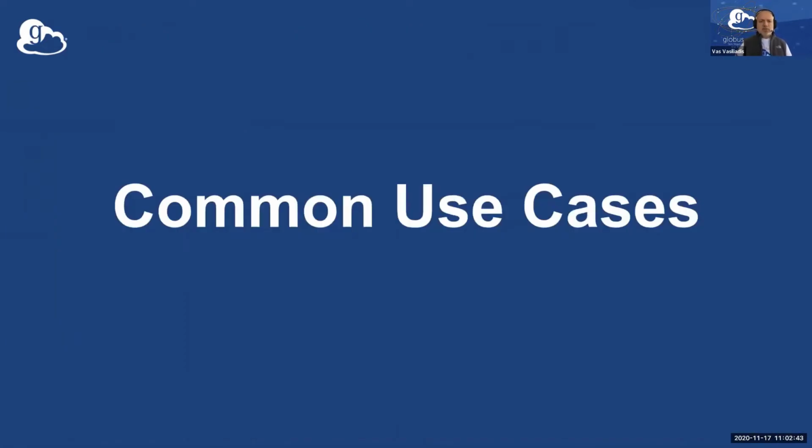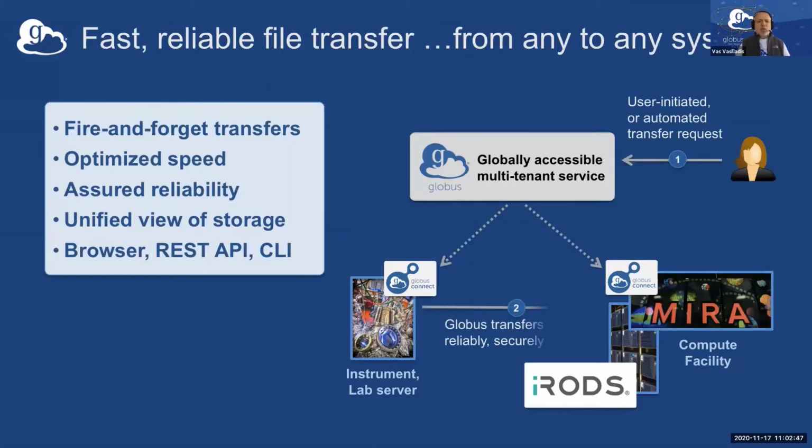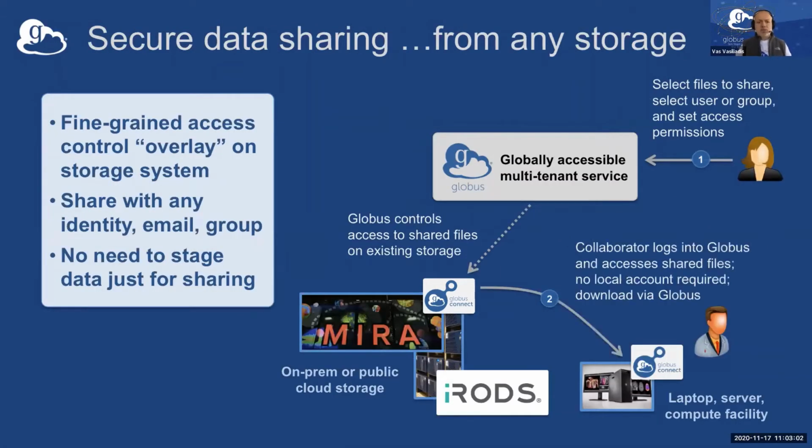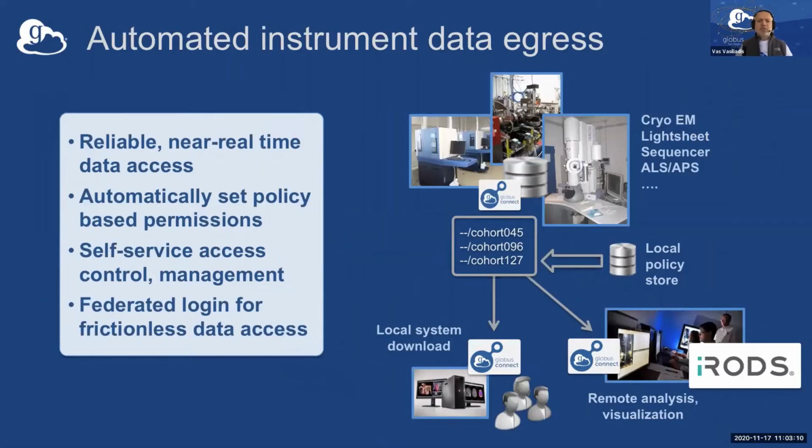Just a quick overview of some of the common use cases of how people are using Globus. At the core, there's a reliable, secure file transfer service that allows you to move data between any two so-called endpoints. These are storage systems that have Globus-enabled software on them. You can also use Globus to share data from those systems with people that don't have access or don't have local accounts on those systems. So this is really useful in most collaborative research efforts.